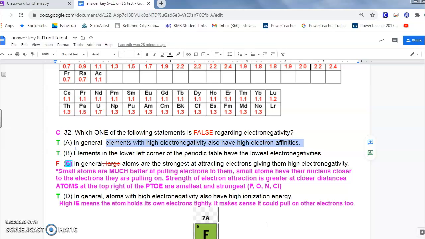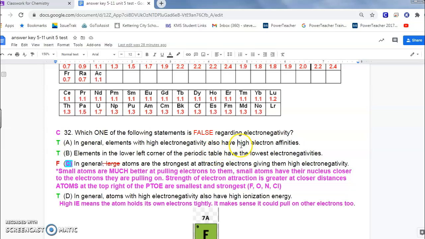Well, if you have a high electronegativity, it means you are good at pulling electrons to you. Electron affinity is the energy change that occurs when you receive an electron. If you want the electron and it makes you more stable, you have a high affinity. So of course, if you're good at pulling the electron to you, it means you need the electron. So that would be true. Why would you pull electrons to you, high electronegativity, if you didn't need the electron?